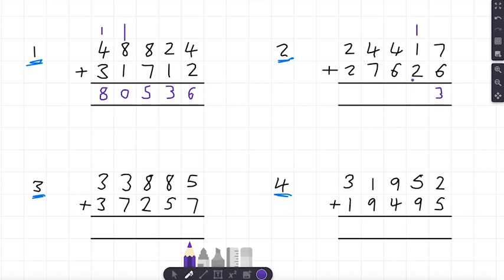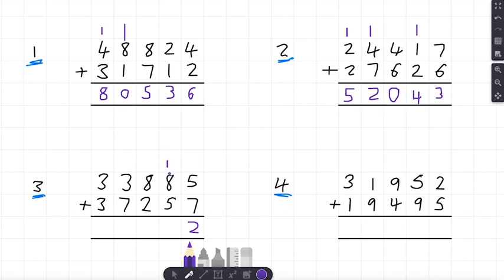Question 2, 7 and 6 is 13. 1 and 1 and 2 gives us 4. 4 and 6 gives us 10. And then 1 and 4 gives us 5. 5 plus 7 gives us 12 again. So we're carrying the 1. And then 1 and 2 is 3, so 52,043.